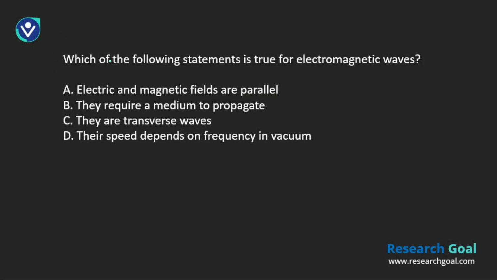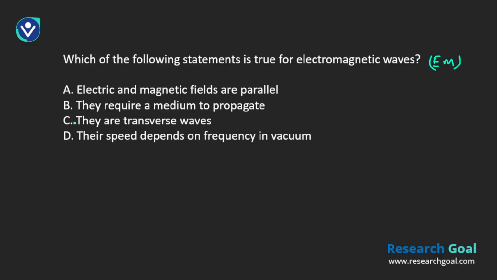Conceptual question. Which one of the following statements is true for EM waves? A, electric and magnetic fields are parallel. B, they require a medium to propagate. C, they are transverse waves. D, their speed depends upon the frequency in vacuum. Okay, it's your time to select the correct option. I'll wait. You can pause the video.